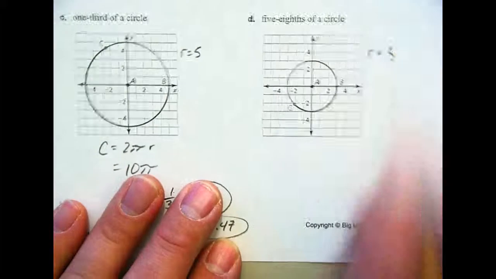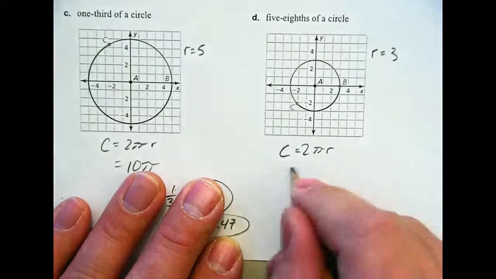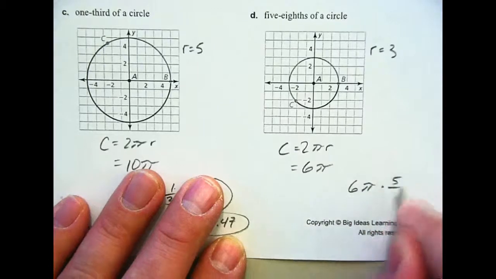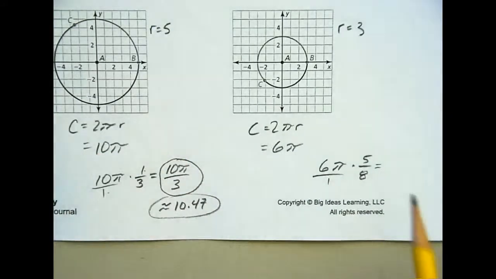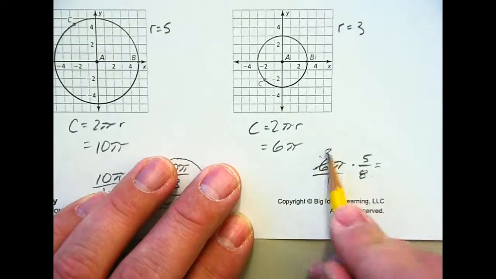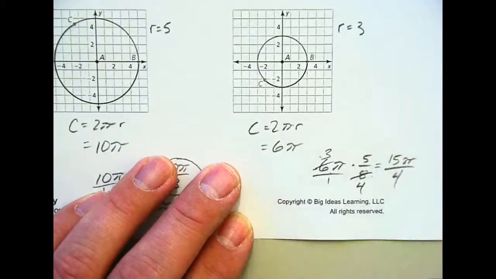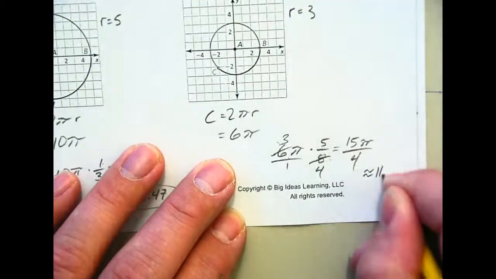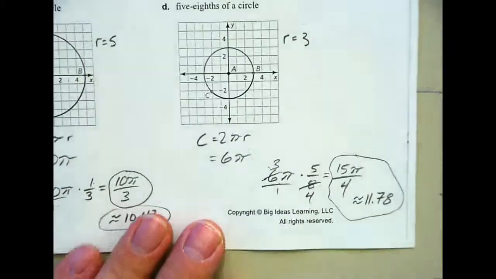So radius here is 3. C equals 2 pi r, which gives us 6 pi. And 6 pi times what this time? 5/8. And some of you are like, yuck, that's not fun. Can I cross reduce? Oh, yes. 8 and 6, what goes into both? 2. So this becomes 3, and this is 4. So 15 pi over 4. Do you want us to always write it like that? Always reduce. Approximately 11.78.